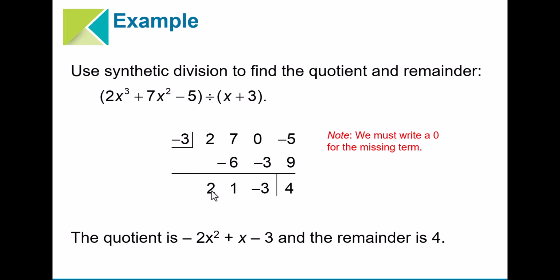Negative 3 times 2 gives me negative 6. 7 minus 6 is 1. Negative 3 times 1, negative 3. I subtract that. Negative 3 times negative 3, 9. And I subtract that. And so the quotient, now I can write this as, notice we started with a power of 3, so it's going to be 1 power less, as 2x squared plus x minus 3. And this is the actual remainder.